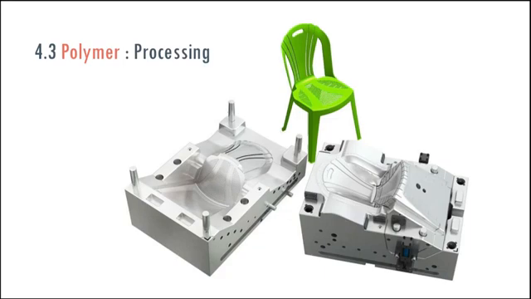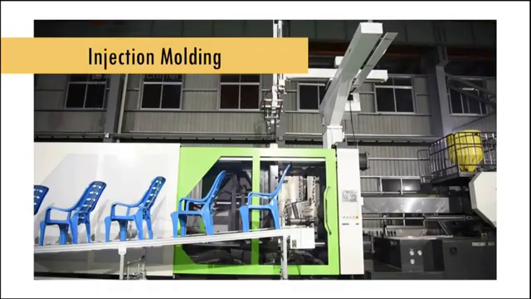Next, how to change the polymer into the products, or we can call it polymer processing. There are plenty of methods to change the polymer into the products, but the most common and the most popular one is injection molding. Injection molding is the most commonly used manufacturing process for the fabrication of plastic parts. A wide variety of products are manufactured using injection molding, which vary greatly in their size, complexity, and applications.